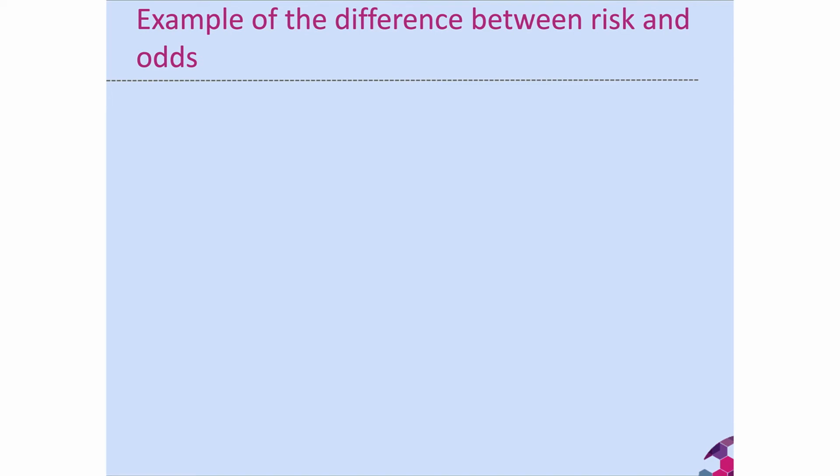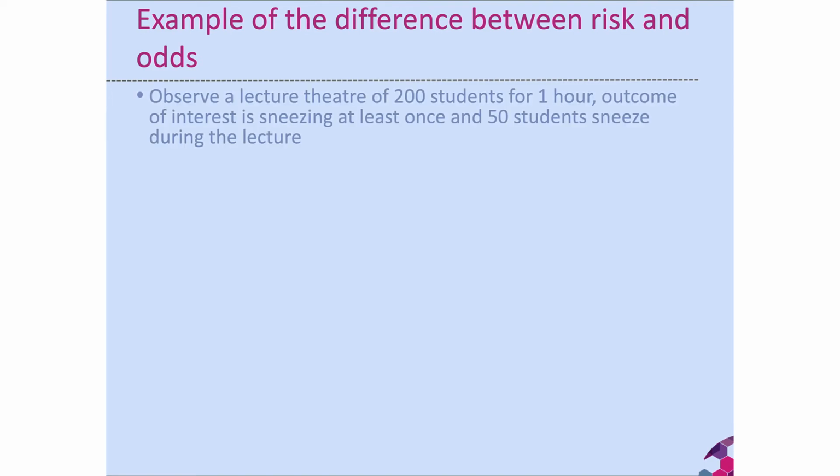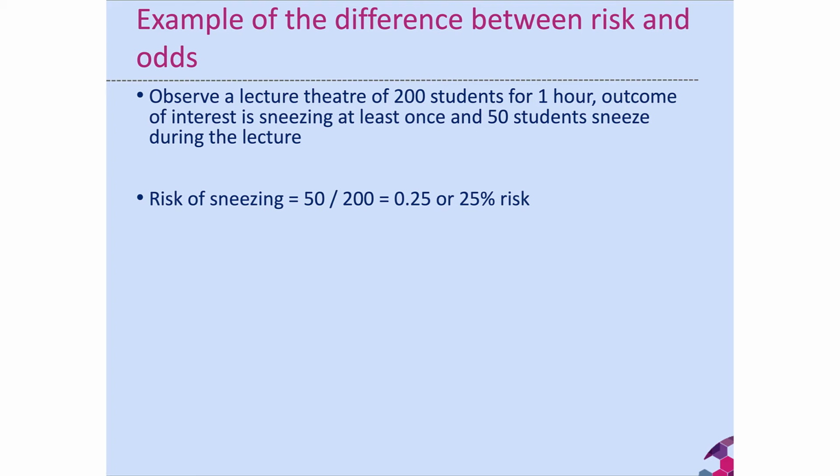So let's look at an example of the difference between a risk and an odd. Let's say we have a lecture theatre and we've got 200 students and we observe them for an hour, and the outcome we're interested in is sneezing at least once, and we find that 50 students sneeze during the 1 hour lecture. So the risk of sneezing is 50 divided by 200, which is 0.25 or 25%. So the risk of sneezing in a 1 hour class with 200 students is 25%. 1 in 4 students are likely to sneeze.